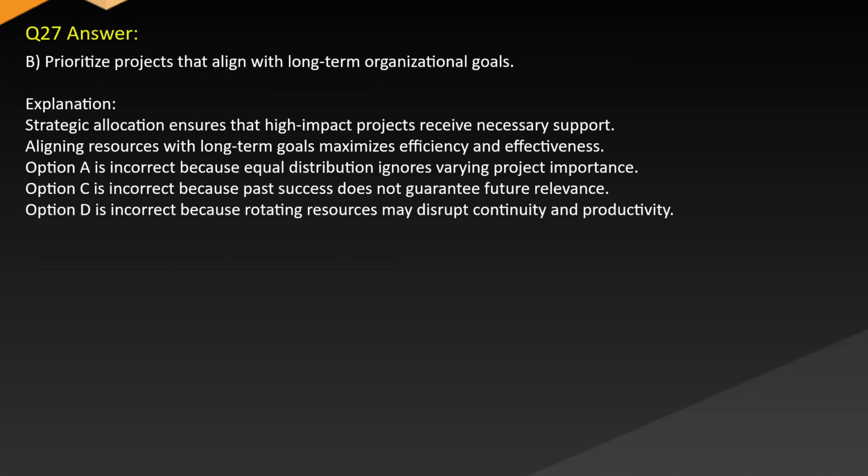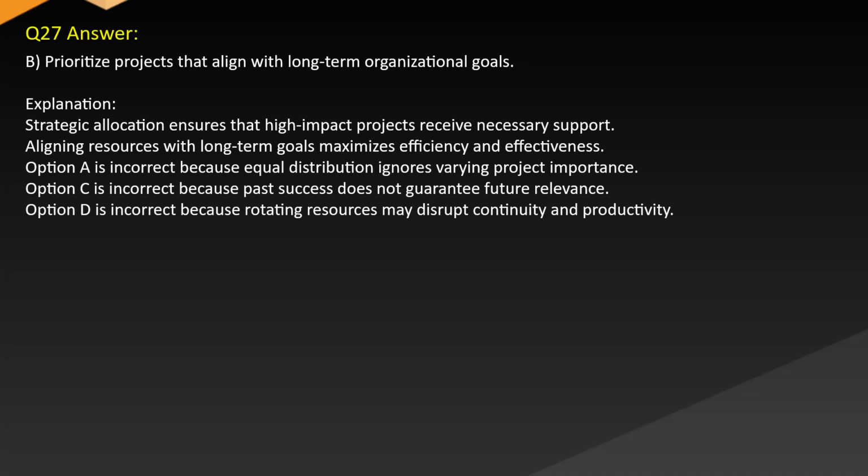Answer: B. Prioritize projects that align with long-term organizational goals. Explanation: strategic allocation ensures that high-impact projects receive necessary support. Aligning resources with long-term goals maximizes efficiency and effectiveness.